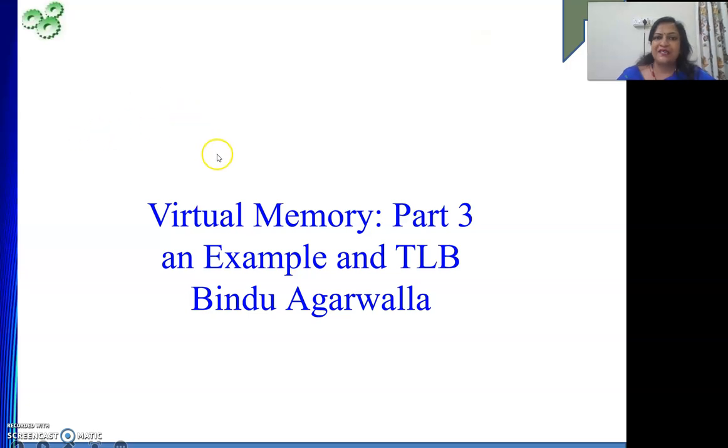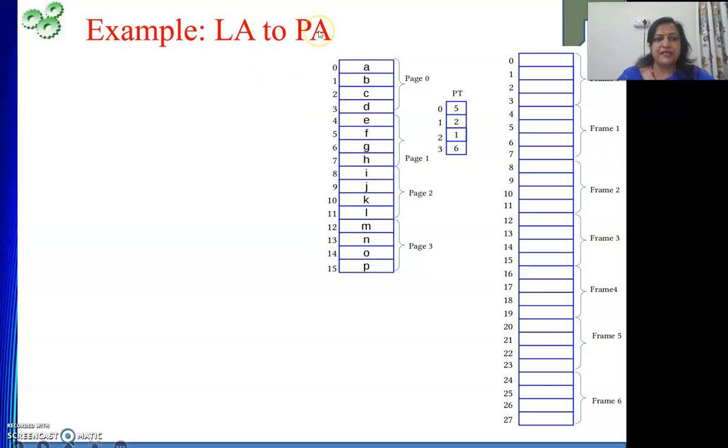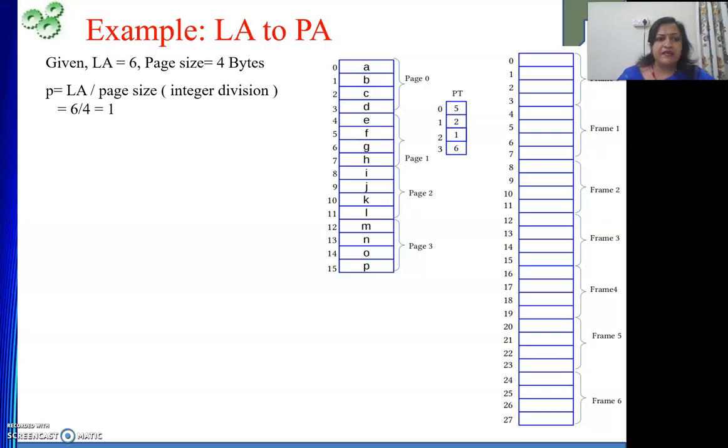Hello friends. So in this video we'll continue our example of virtual address to physical address. Suppose our logical address, that is the virtual address, another name is VA, is given as 6 and my page size is 4 bytes, right? Then from this logical address I need to get my page number and offset. Then only I can proceed with my explanation.